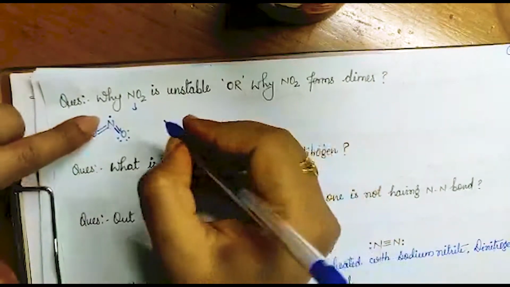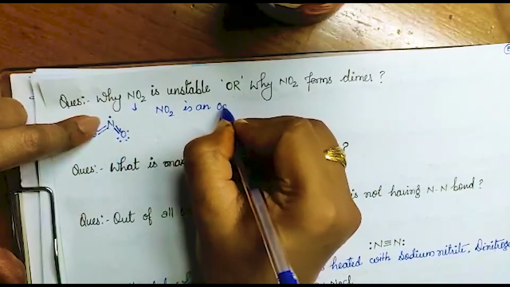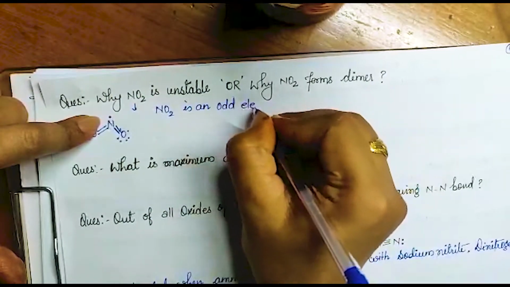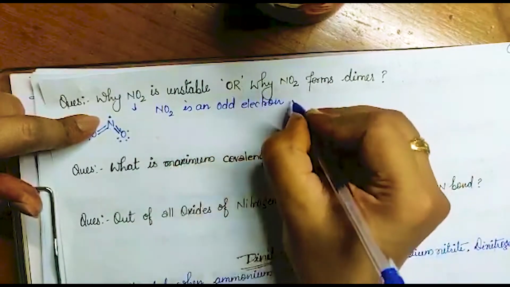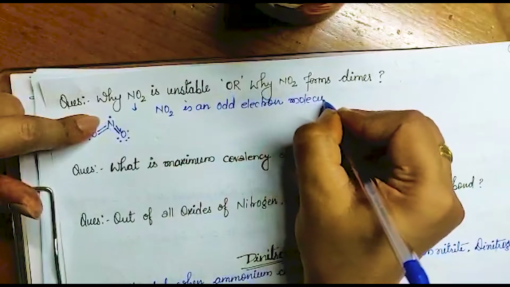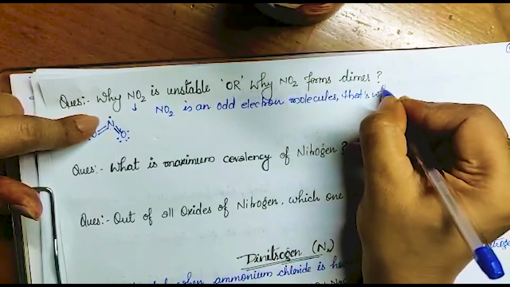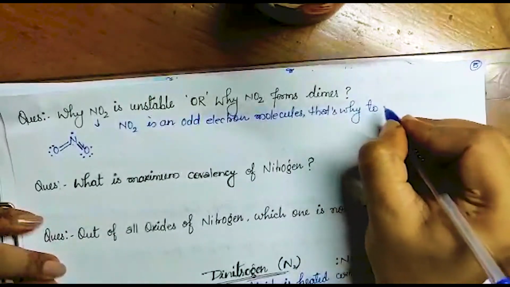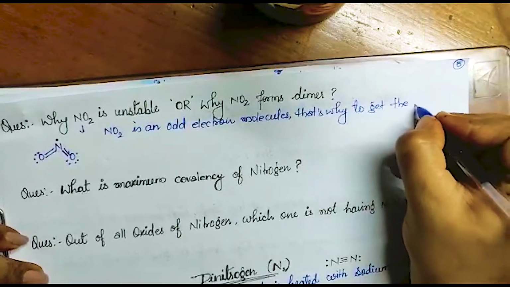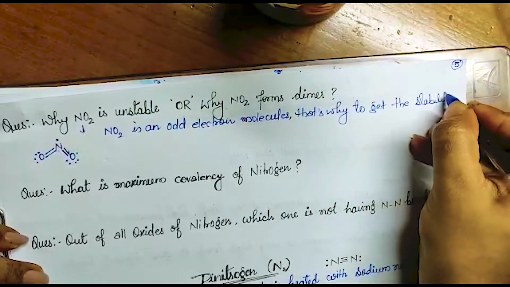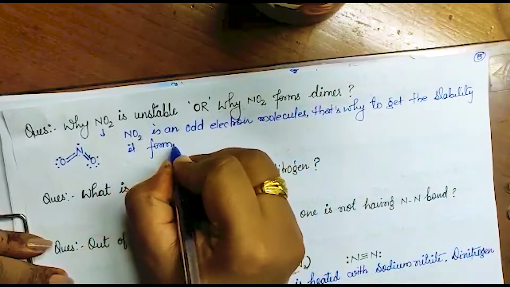So actually this NO2 is an odd electron molecule. This is considered an odd electron molecule, that means the left electron is not in a pair. Okay, odd electron molecule, and that's why, to get stability, it forms a dimer. It forms a dimer. Okay, how?